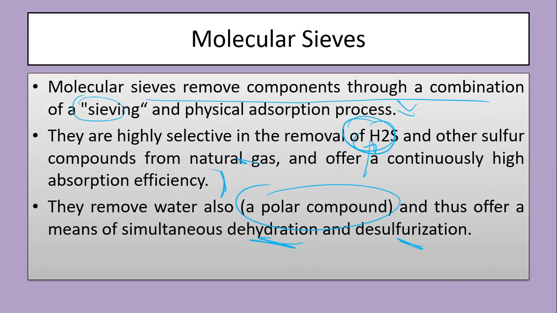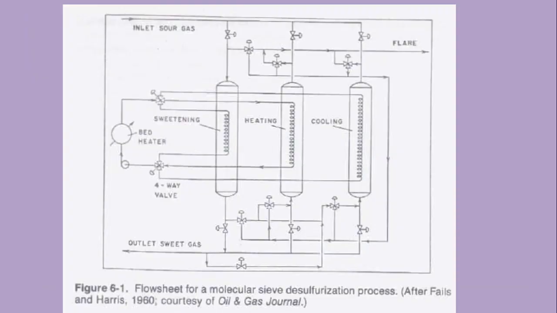If I talk about the process flow diagram, in this simple flow diagram you can see this is the feed, the inlet gases entering into the molecular sieve bed. This is the bed where the sweetening process is carried out, and then you get the outlet sweet gases. So this is only the cycle of the natural gas. Apart from this, all the other things are basically for the regeneration and other processes.